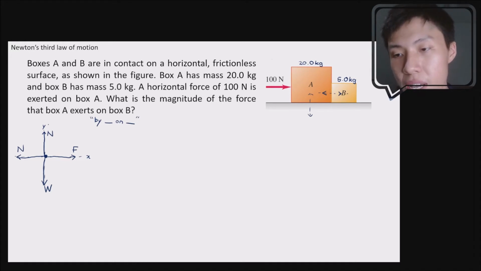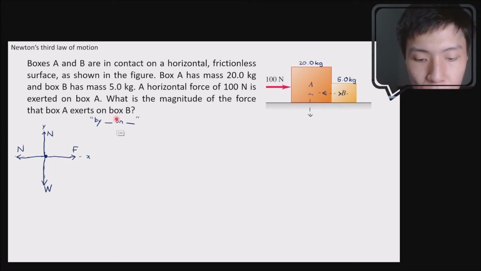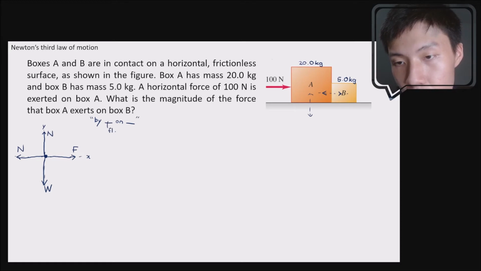Okay, so if you look at this normal force over here, it is exerted by the horizontal frictionless surface, which we call the ground, or the floor. It is exerted by this floor on box A, right? So it's by the floor. If I fill in the blank, it'll be by the floor on A. How should I put it into notation? I write it as subscript floor A.